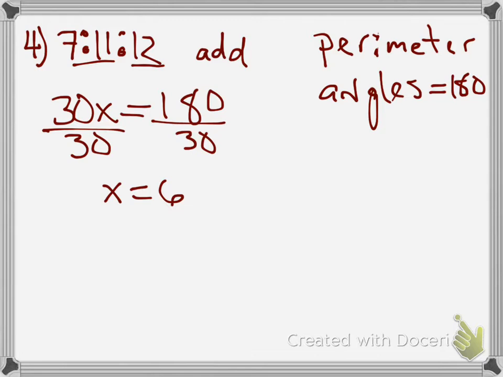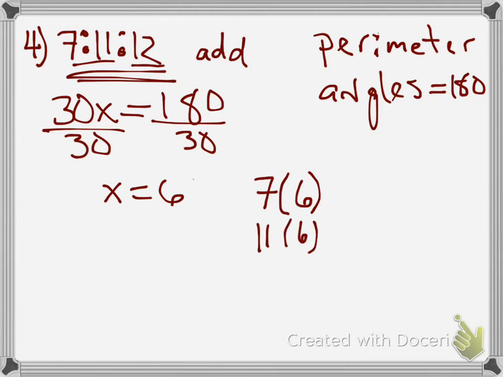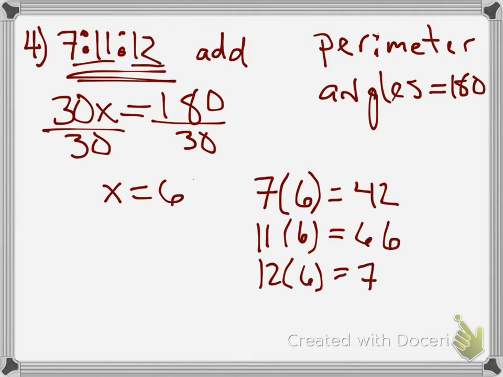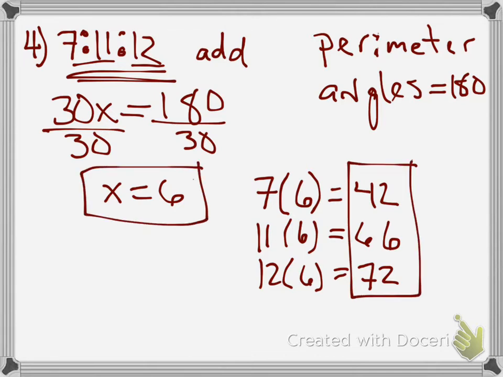And you think you're done. But you're not. Don't forget, you've got to multiply that 6 times 7. But wait, there's more. Then you got to do 11 times 6. But wait, there's still more, and 12 times 6. So you get 7 times 6 is 42, 6 times 11 is 66, and 12 times 6 is 72. And all that should add up to 180, and those would be the 3 answers I would be looking for. This would only get you partial credit.